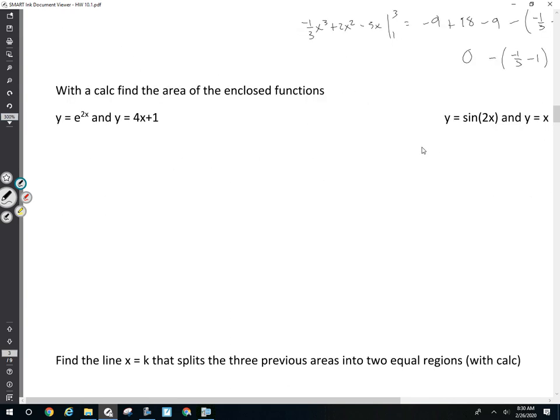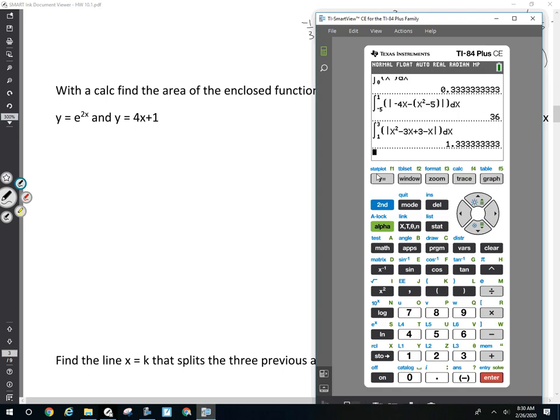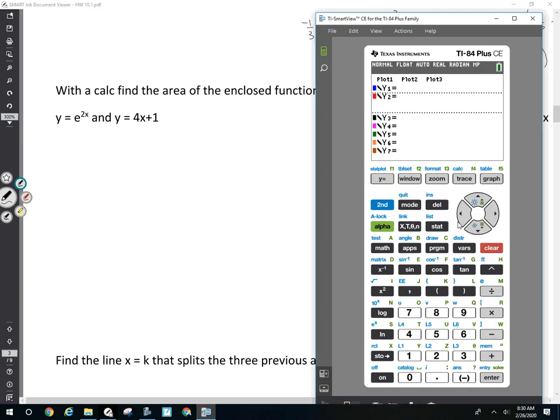All right, with a calculator, find the area of the enclosed function. So either e to the 2x and 4x plus 1, you can graph now. You can literally see what things look like. So I've got e to the 2x, I've got 4x plus 1.